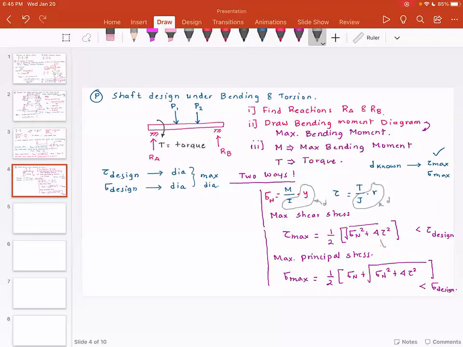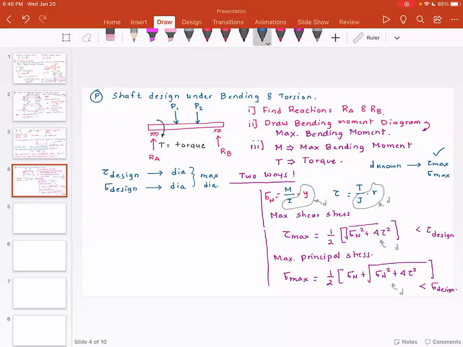Now realize here, you will have an equation which will be a quadratic equation in terms of D. Here, you are going to have a quadratic equation with a linear term in terms of D. And this equation tends to become a little complex when you have a hollow shaft. So there is an alternate way the problem can be solved. And usually I would prefer the second way of solving the problem.